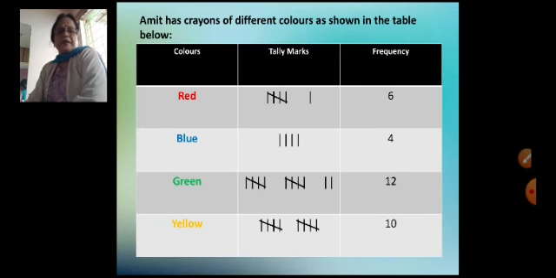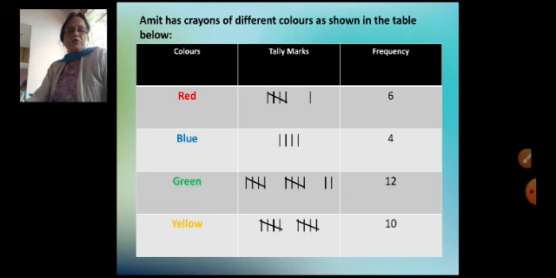Now there is an example. Amit has crayons of different colors as shown in the table. Colors: red 6, blue 4, green 12 and yellow 10. So let us draw tally marks. Red is 6, so we draw 4 vertical lines and 1 slanting line which intersects all four. So it is a group of 5, and one more, that is 6.